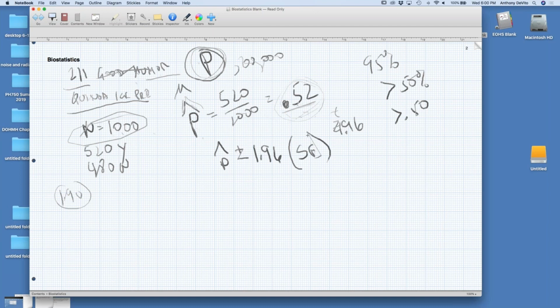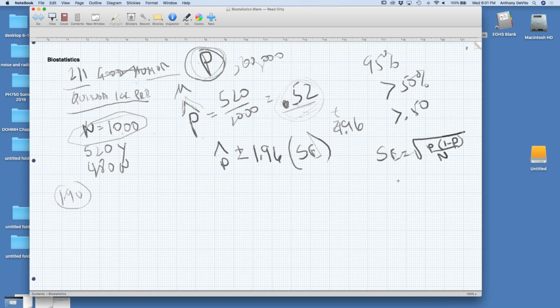Well, now how do I calculate my standard error? I don't see a standard deviation here anywhere, but we have a formula for standard error. Standard error is equal to the square root of P times 1 minus P over N. Again, the bigger the sample size is, the smaller the standard error is. The smaller the sample size is, the bigger the standard error is. The smaller this is, the narrower the confidence interval. The bigger this is, the bigger the confidence interval.